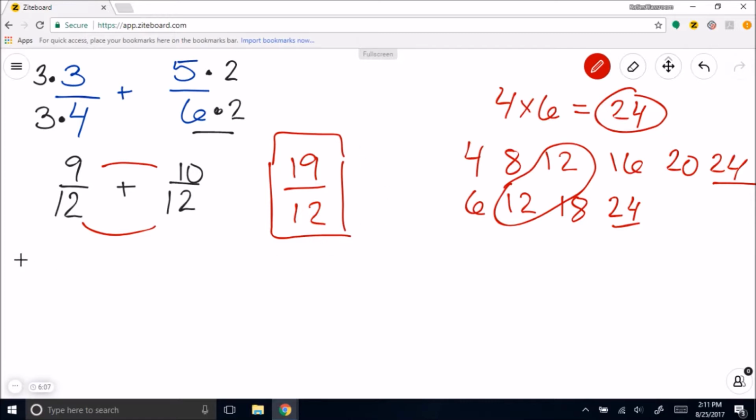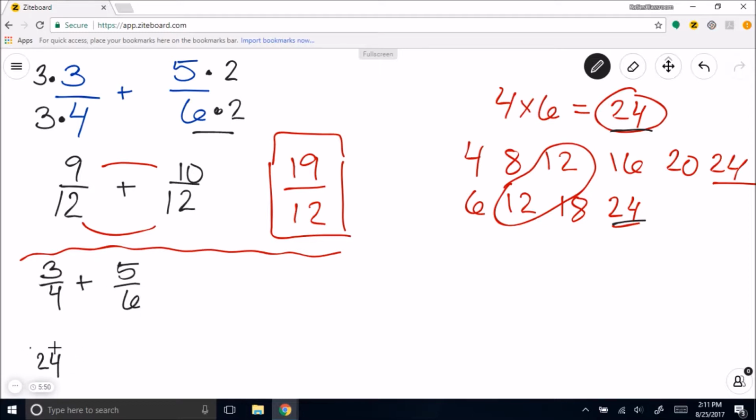So let me show you really quick what would have happened if we would have used 24. Okay, so we would be changing 3/4 plus 5/6 into fractions that have a denominator of 24. So we got that by doing 4 times 6. So I did 4 times 6, so whatever I do to the bottom, I have to do to the top. 6 times 3 is 18. We multiply by 4 on this side.